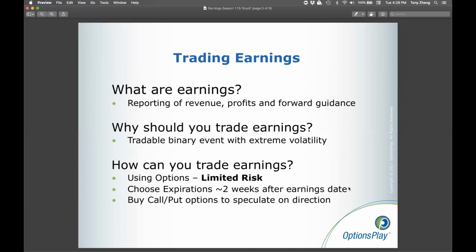Now that we've talked about our expectations for earnings, what does trading earnings even mean? For those of you that are brand new, let's cover a few basic questions. Number one, what are earnings? Earnings is very simple. It's when a company reports its revenue and profits, and provides forward guidance as to what they see in the next quarter to come. So this is where they report how earnings, revenues, and profits were for Q4 of 2018 and what they're expecting to see in Q1 of 2019.